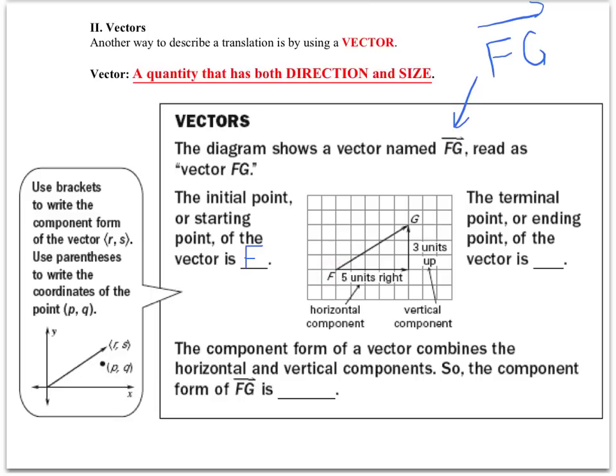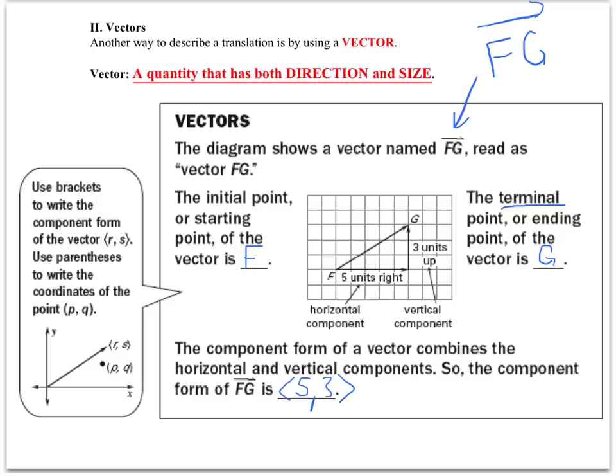This is my starting point. And then it's going to continue all the way until its ending point, G. The ending point of a vector is called the terminal point. Think ending, termination, end of a job, Terminator, however you can remember that. And that is point G. So we can describe any distance, direction, and size using this vector. The component form of a vector combines both the horizontal and the vertical components. So to describe this, we take the point F and we move it over 5 units and then up 3. So the component form here would be <5, 3>.